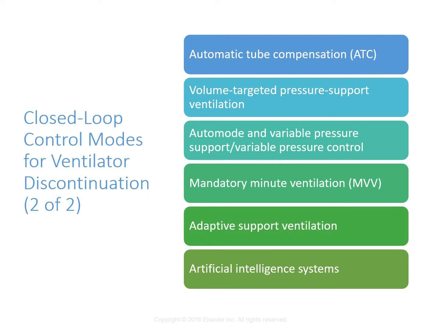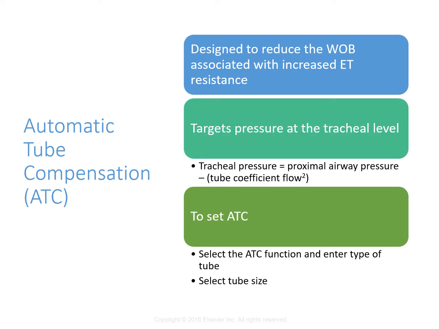So we'll talk about these different methods: automatic tube compensation, volume targeted pressure support, or volume support if you just want to put volume support there. That's what that is. Auto mode, which is available on the Servo. Mandatory minute ventilation, adaptive support ventilation. I think that's Hamilton's. Obviously, then artificial intelligence systems. So we'll talk about each one here real quick.